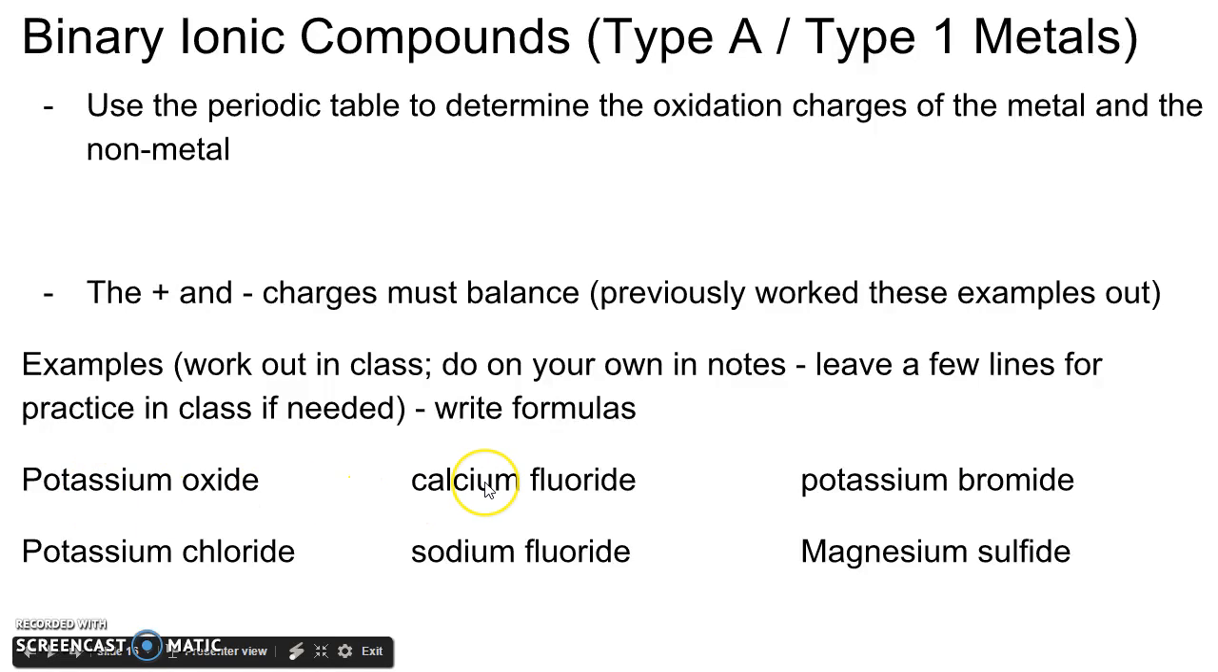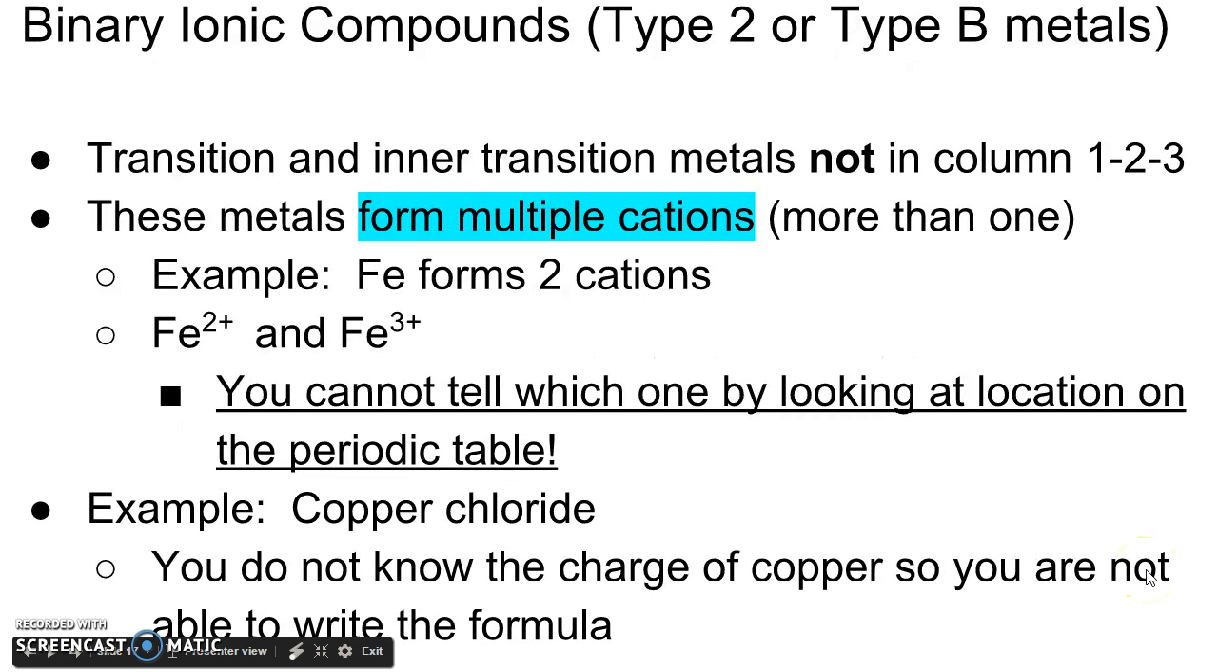Potassium oxide, calcium fluoride, potassium bromide, potassium chloride, sodium fluoride, magnesium sulfide. So I've given you the names. I want you to write the formulas for them, and we're going to practice doing both, writing names and writing formulas. Now let's talk a little bit about ones that we haven't talked about yet, or when things get kind of tricky, because we have to come up with a new system.